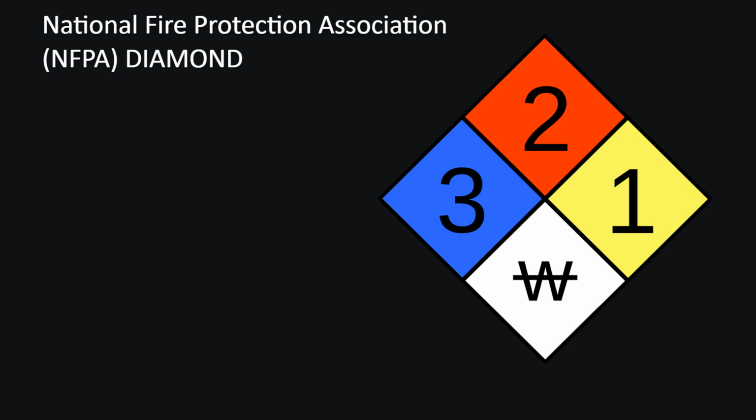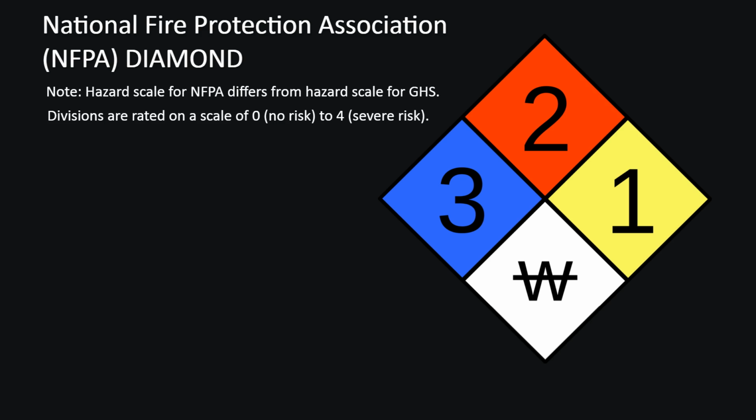We referenced just now that there are also two other common systems of hazard communication traditionally used in the United States. The first of these is the National Fire Protection Association, NFPA, Diamond for Hazard Communication. Please note again that the NFPA system for rating hazards is different than the GHS system. You can see in the Diamond image here that the 4 divisions are color-coded and rated on a scale measuring from 0, meaning no risk, to 4, meaning severe risk.